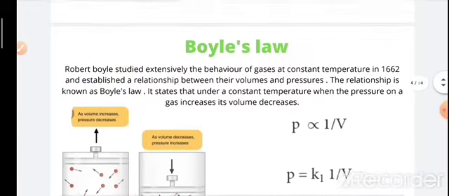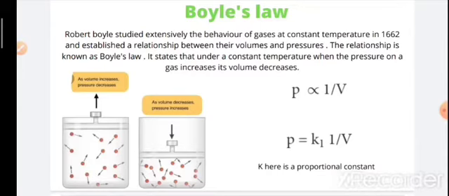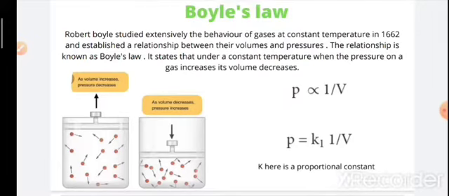Now we will discuss the first gas law, Boyle's law. Robert Boyle studied extensively the behavior of gas at constant temperature in 1662. In the 17th century, Robert Boyle established a relationship between volume and pressure. This relationship is known as Boyle's law. It states that at constant temperature, when the pressure on a gas increases, its volume decreases. So he proposed an inverse relation between pressure and volume.